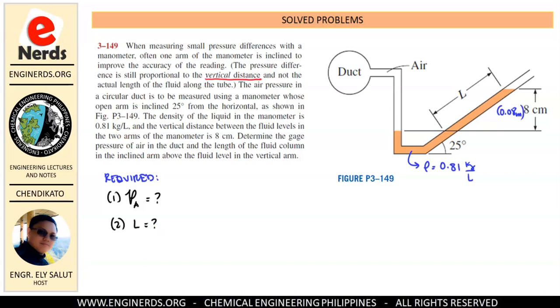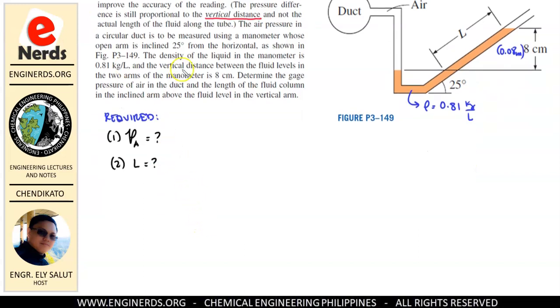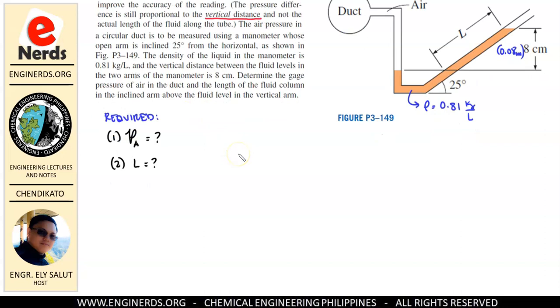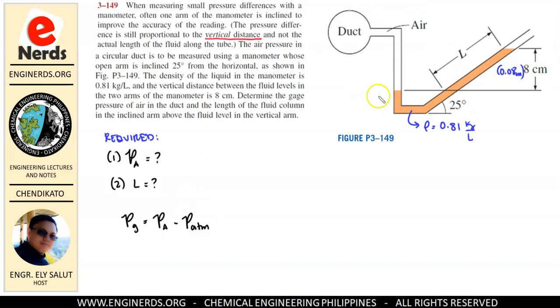Alright, so let us start our solution. First, what we are looking for is the gauge pressure of air in the duct. We know that gauge pressure is equal to the absolute pressure minus the atmospheric pressure. Now if we're going to analyze this, the pressure from here will actually be the pressure of our air in the duct. So this will be our PA that we are looking for.